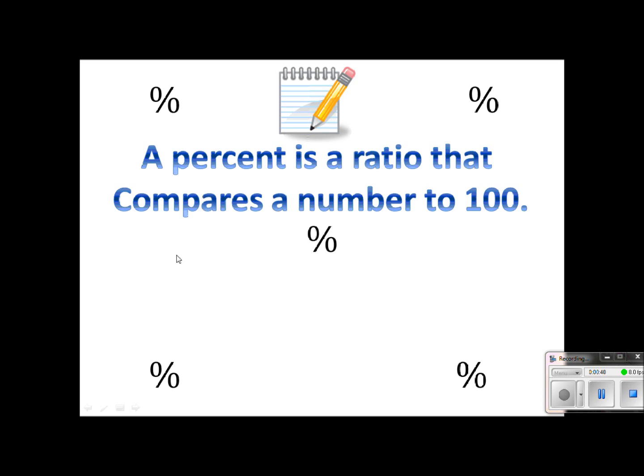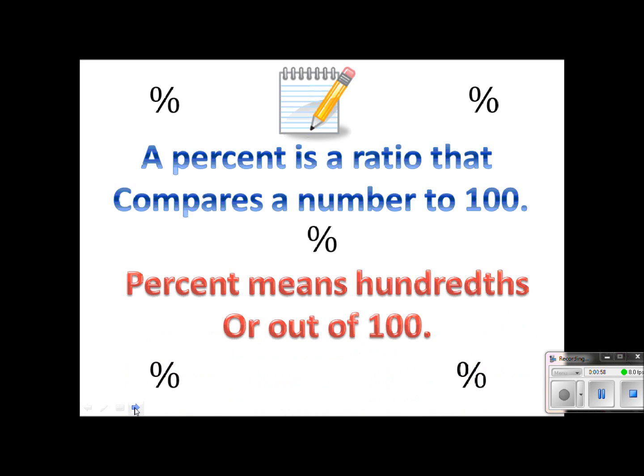Now throughout this video, if you see this icon right here or this little picture, please put the video on pause and practice the problems on your own, and I will remind you of that as well, or write down definitions or vocabulary. So I expect you to write this down, and you can put the video on pause. A percent also means hundredths or out of 100.